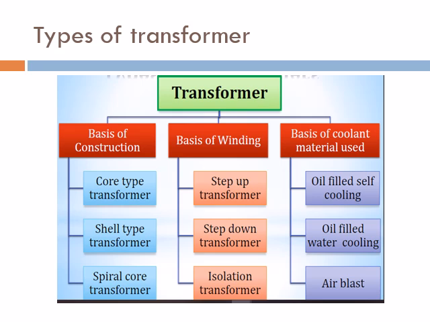What type of coolant materials do we use in a transformer? On the basis of construction, it is classified into three types: core type transformer, shell type transformer and spiral core transformer. Based upon windings, it is classified as step-up transformer, step-down transformer and isolation transformer. And based on the coolant materials used: oil-filled self-cooling, oil-filled water cooling and the air blast. So these are the types of transformers.